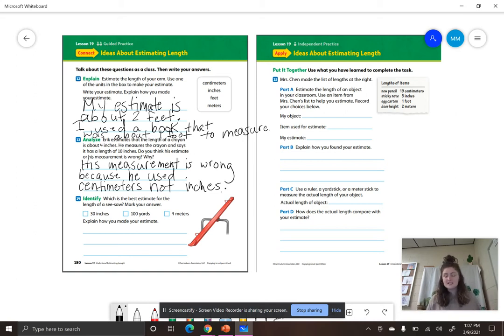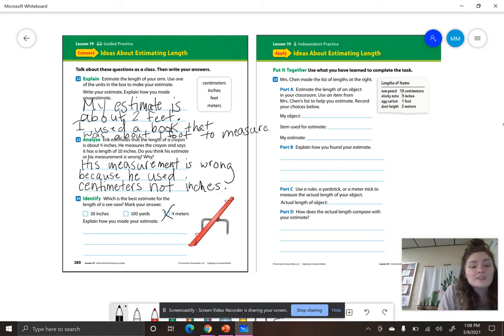4 meters is about 400 centimeters. So that would be about 400 centimeters. Those are really small units, but remember there are 100 centimeters in a meter. Which would be the best estimate for meters? So why would 4 meters be the best estimate? Think about it. With the inches, that would be too short. With 100 yards, that would be too long.